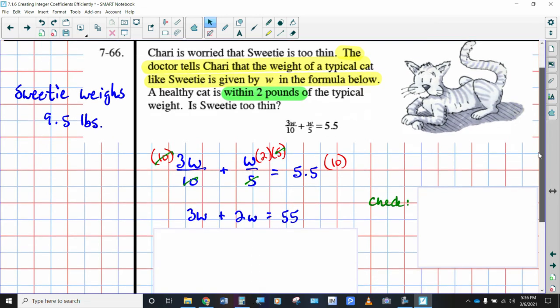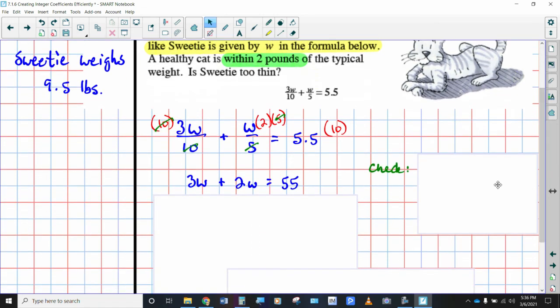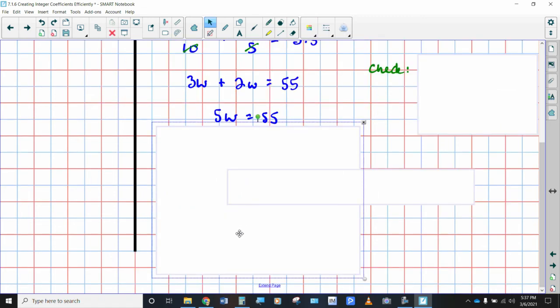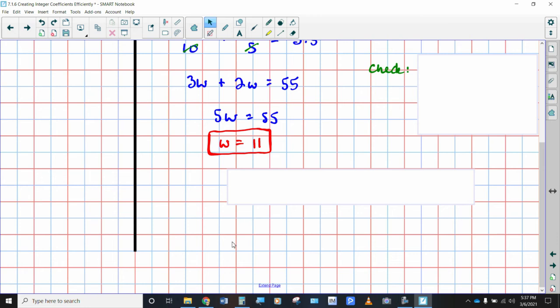Sometimes students like doing it this way instead. It's total preference, whatever you'd rather do. If you'd rather just write 10, 10, and 10, then this 30 over 10 is 3W. This is 10W over 5, which is 2W, and this is 5.5 times 10, which is 55. Do that as well. All right, so now you're going to combine like terms, and then you're going to divide by 5, and you're going to get an answer of 11.